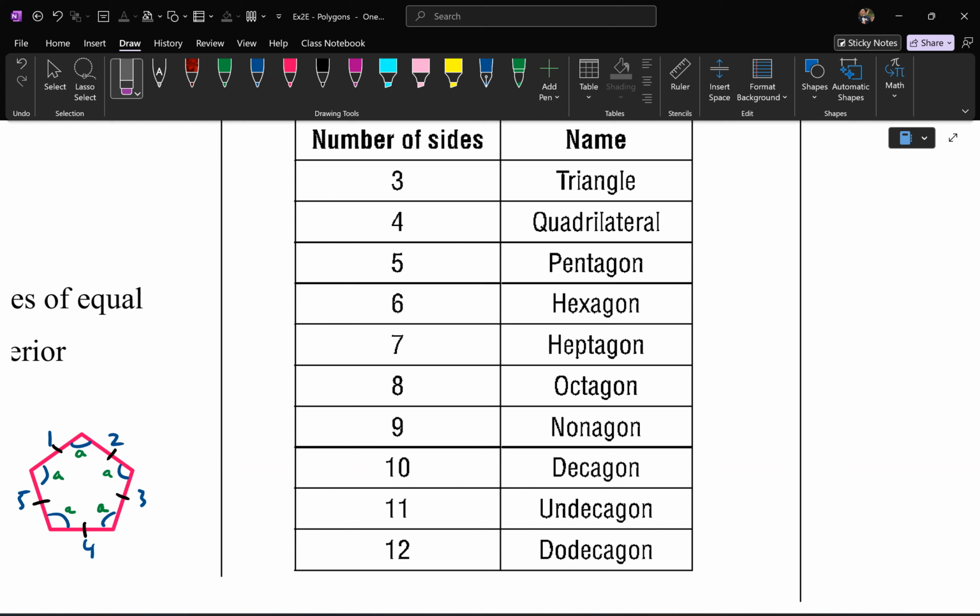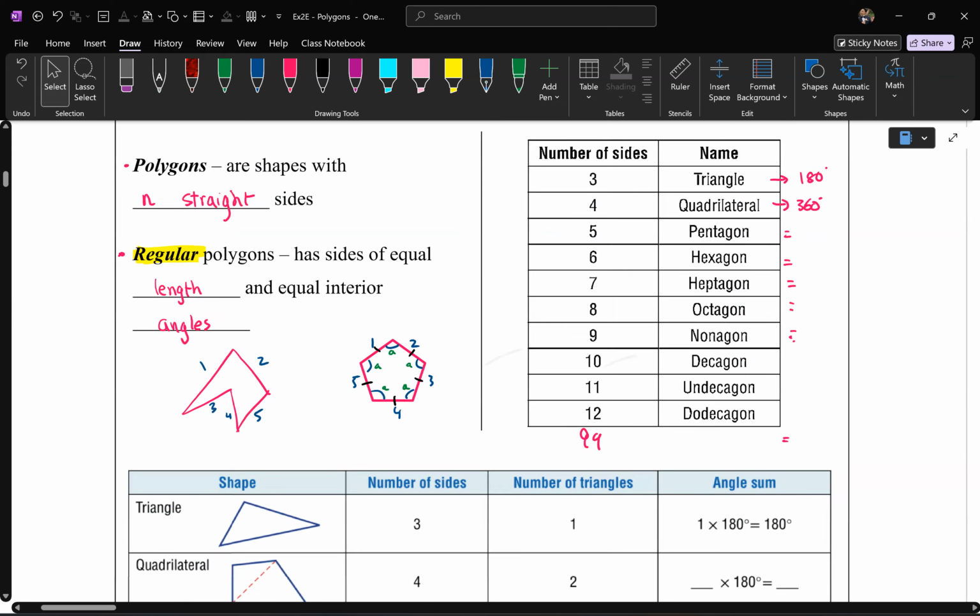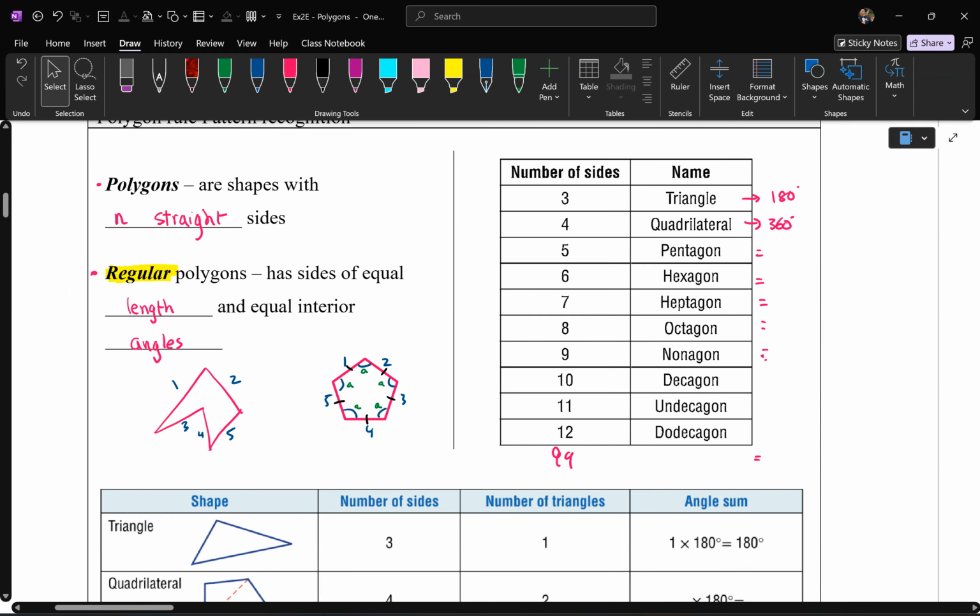Now, let's recap. The total angles in a triangle must add up to what again? 180. And the total angles in a quadrilateral must add up to 360. Today's lesson, you're going to be able to tell me the answer for all these other ones. Even if I gave you a 99-sided shape, you should be able to tell me the angle sum. So let's look at a pattern. If we scroll down a bit, let's look at a pattern that you can see.